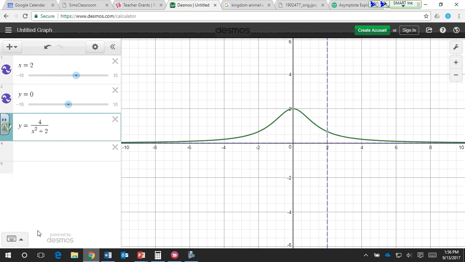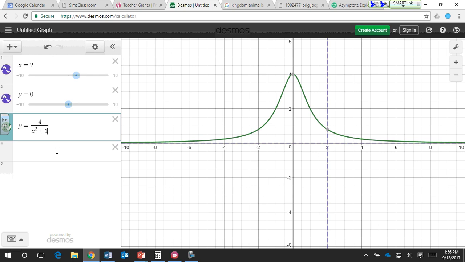Everybody get something that looks like mine? Okay. Oh, sorry, x squared plus 1. My fault, not 2. Thank you for catching it. That looks more like it. All right, everybody got something that looked like that?